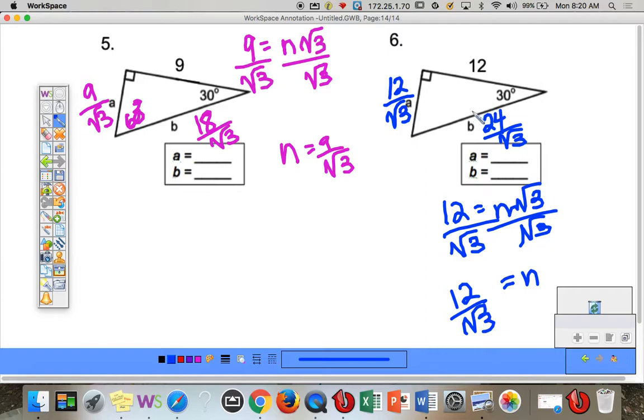So today you'll be practicing these 30, 60, 90 triangles and the 45, 45, 90 triangles. And we will spend one more day reviewing that tomorrow.